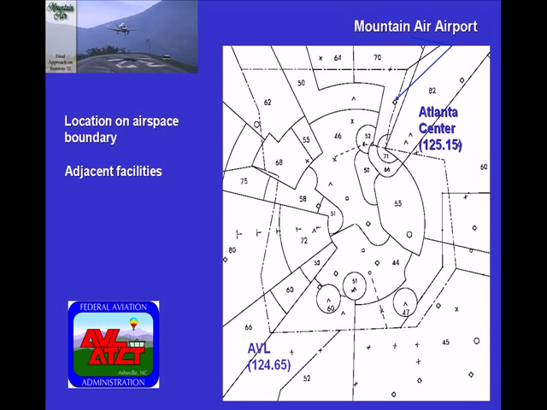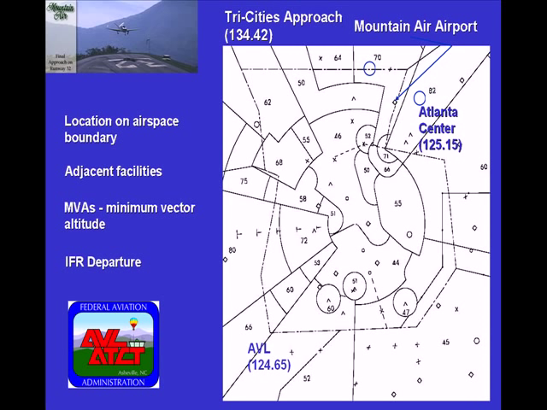Location of Mountain Air, it's just above and to the left of the Atlanta Center frequency. If you're coming in from the east, you'll probably be working through Atlanta Center 125.15. And if you're coming in from the north, it'll be Tri-Cities approach at 134.42. The minimum vectoring altitude from Atlanta is probably about 8,500 feet to bring in. And you can do IFR departures at Mountain Air.